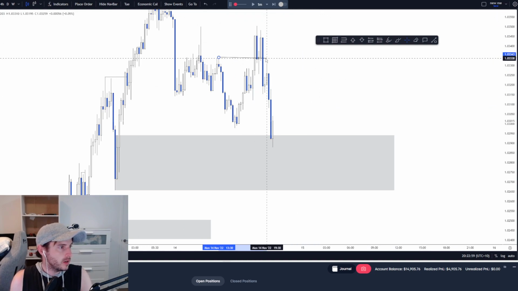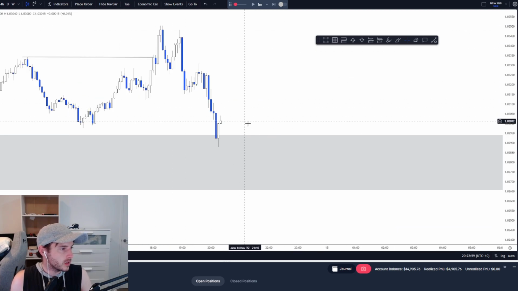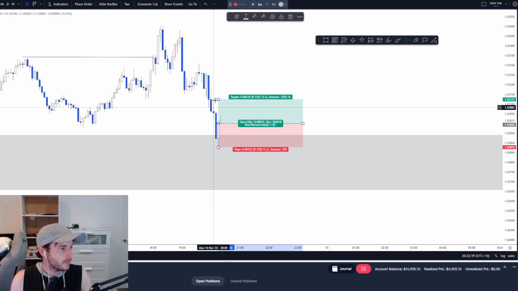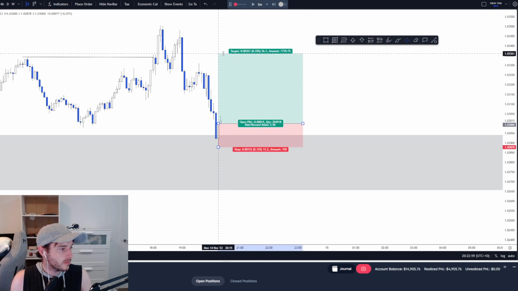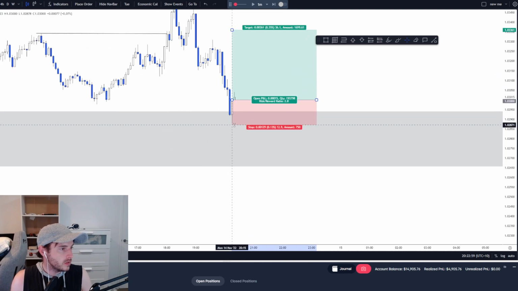Technically, we can still look for buyers, and this is basically just one big fake break on the 15-minute. I can still look for buyers, so let's buy. $20.15. Okay, sweet. 12.7.